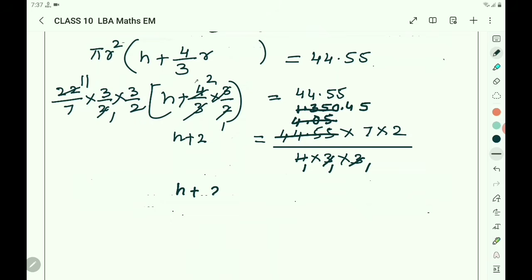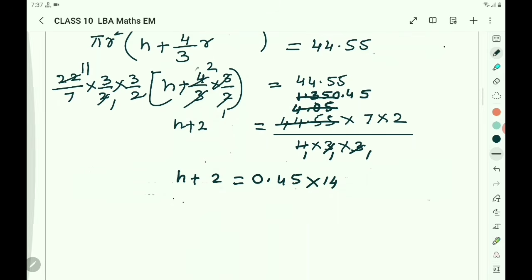H plus 2 equals 0.45 into 7 into 4. 7 into 4 is 14. Then H plus 2 equals the product of 0.45 and 14.